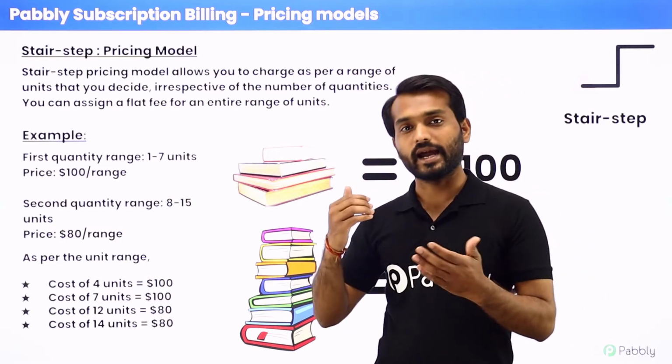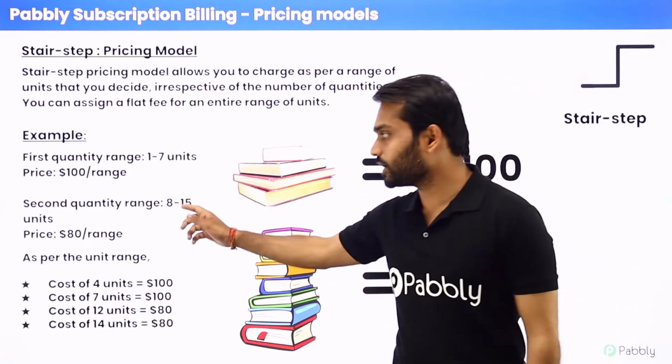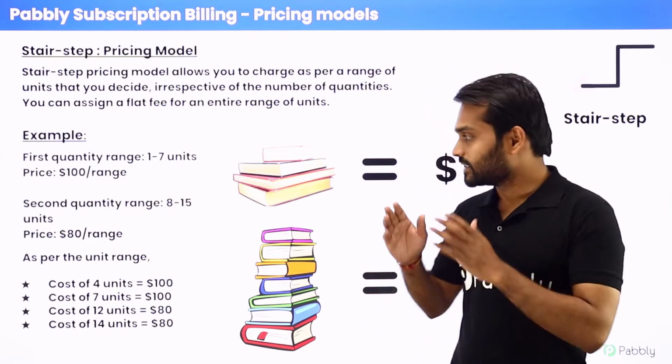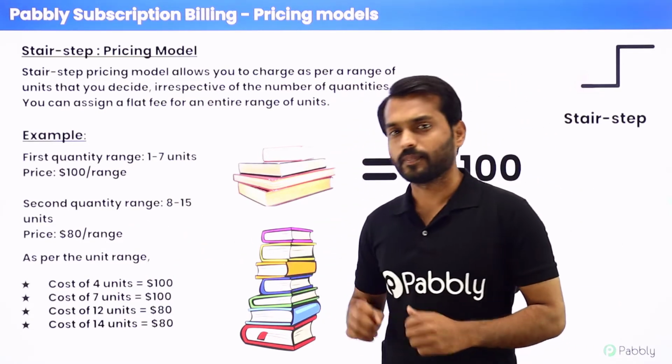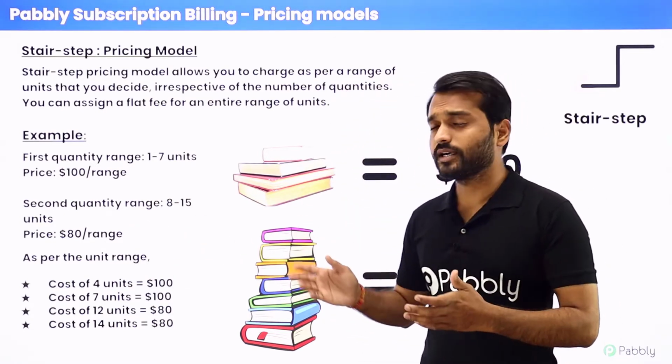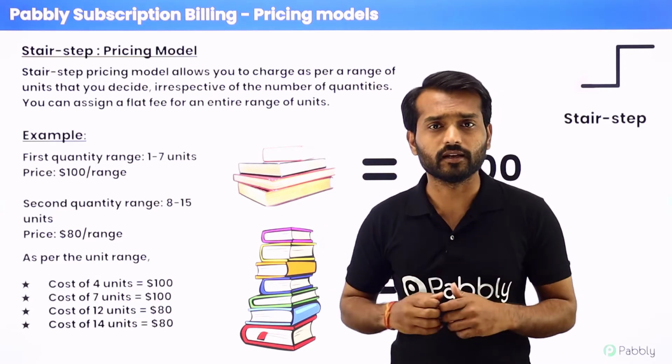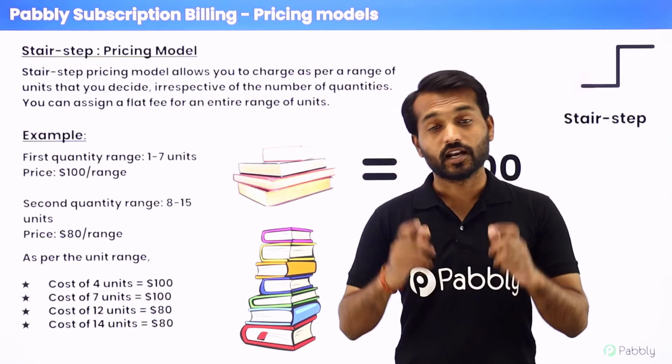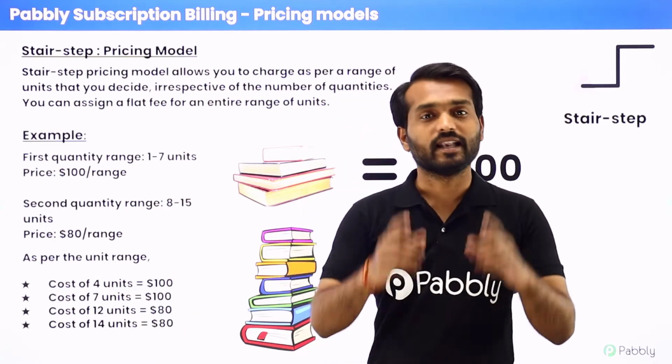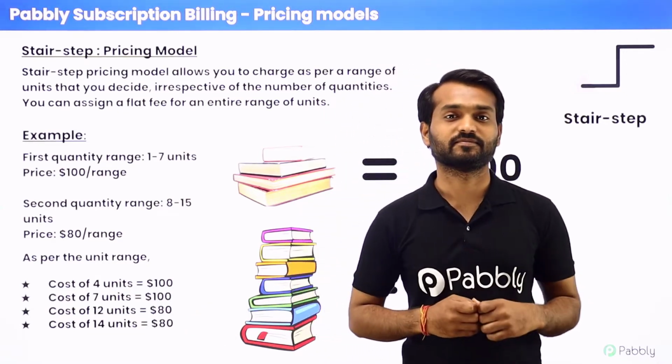Now as soon as he enters the other range, from 8 to 15 units, he will be charged the same price, that is $80. Whether he purchases 10 units, 14, 13 or 15, he will be charged the same price. Now without wasting any further time, let me take you to the screen.